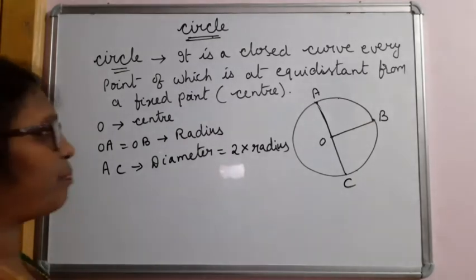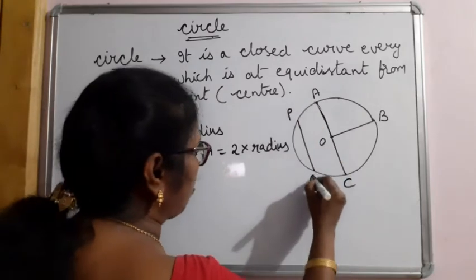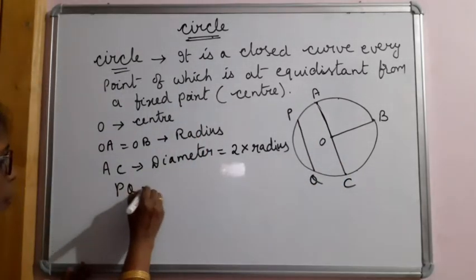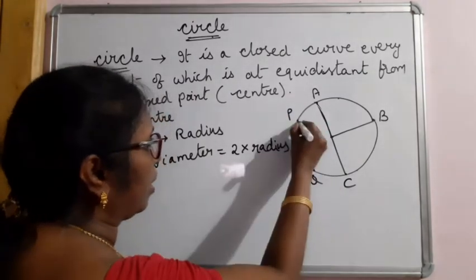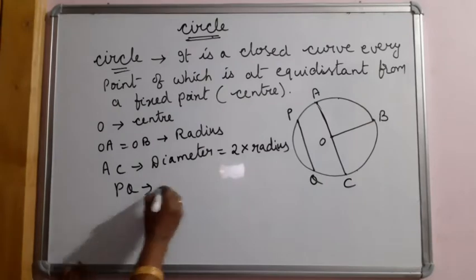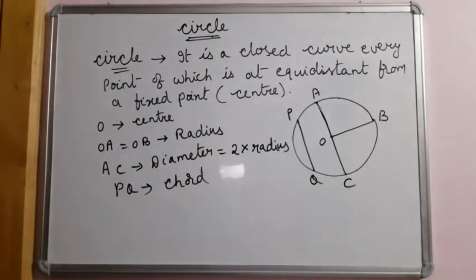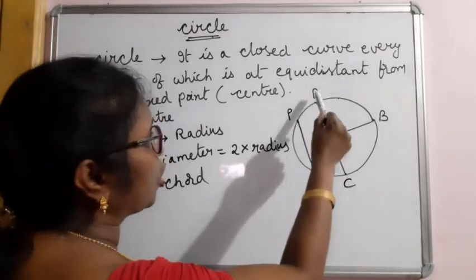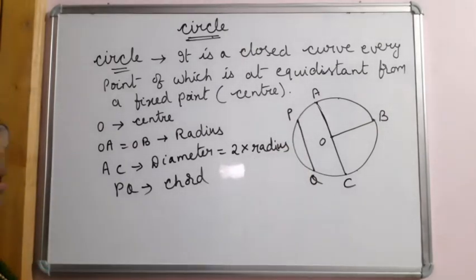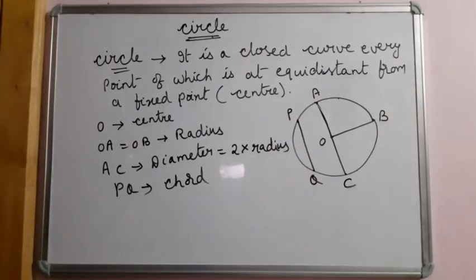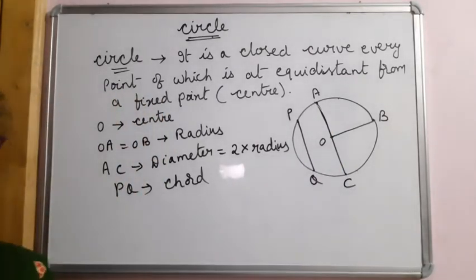Let me draw one more line segment. Let me name it as PQ. PQ is the line segment joining 2 points of a circle P and Q. It is said to be the chord of a circle. Here we can observe that AC is also joining 2 points of a circle. PQ is also joining the 2 points of a circle. That means both PQ and AC are the chords of the circle.